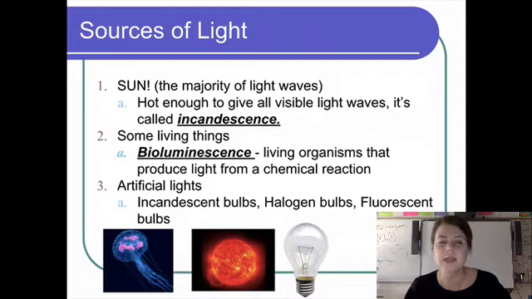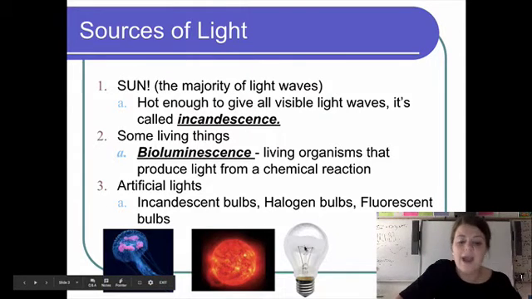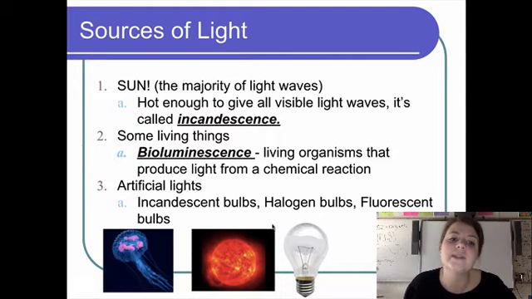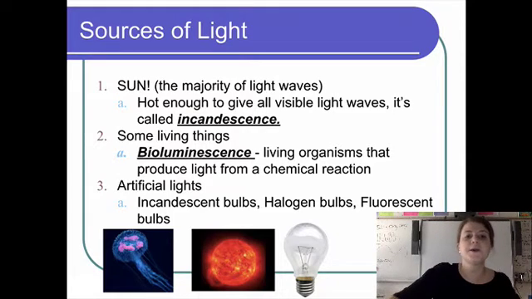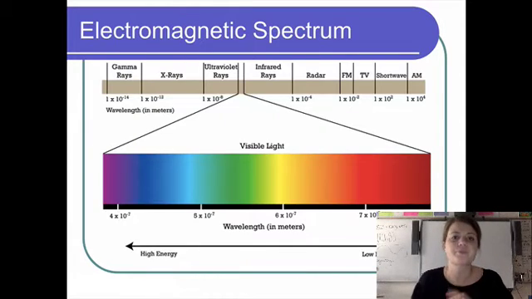Obviously, there's also artificial light. Some bulbs that we'll talk about a little bit in class are incandescent bulbs. These are the older bulbs that run the electrical current through the little wire right here. The wire gets so hot that it glows and creates light. There are halogen bulbs, and then the most common that we probably use now are fluorescent bulbs. These are what's in my classroom. So these are all the sources of light. There are obviously a couple more as well.